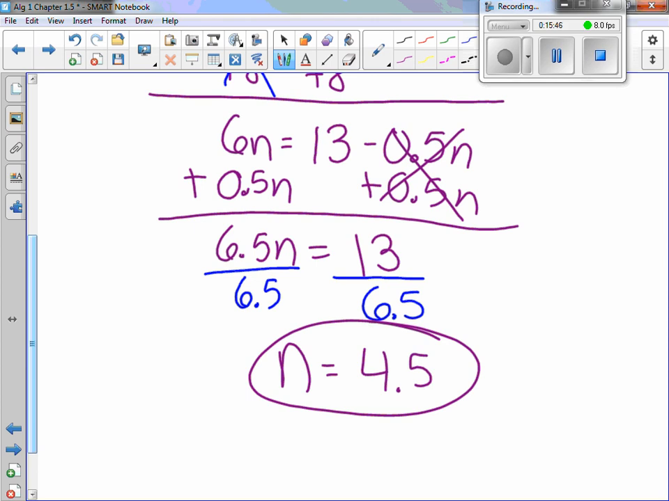So we want 13 on top. So 13 divided by 6.5. So sometimes using the dividing sign is difficult. You can always rewrite it as a fraction. Yep. 2. So it should be 2. So you can also use this here. 13 over. So the correct answer is 2.